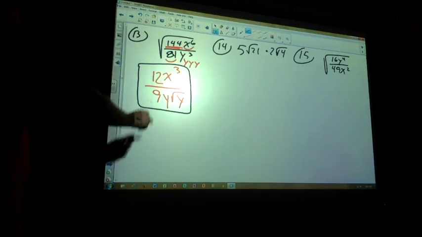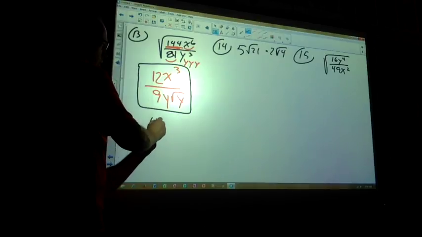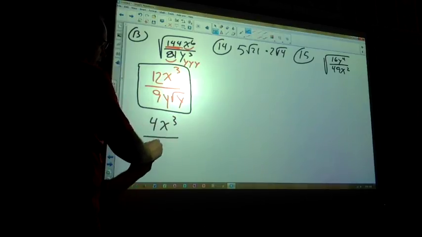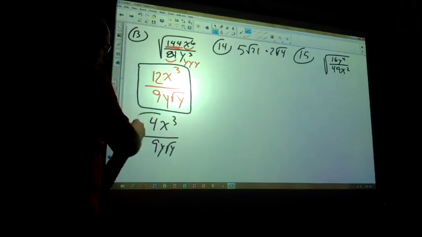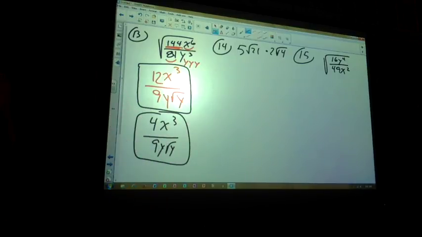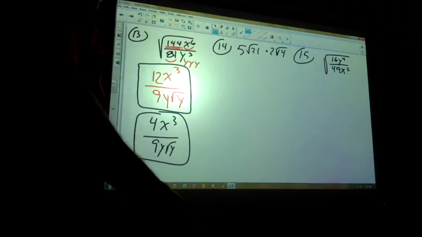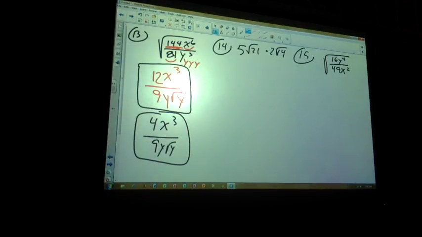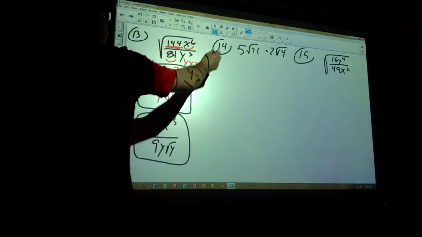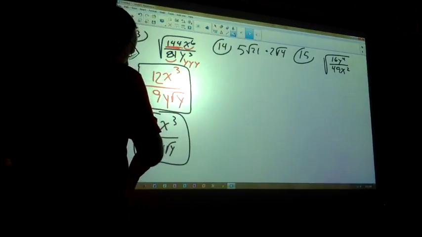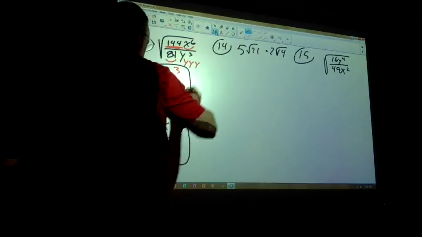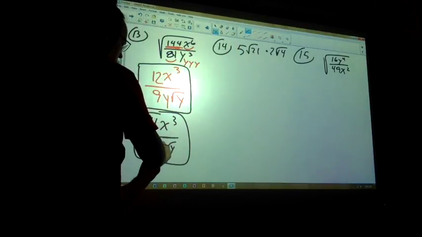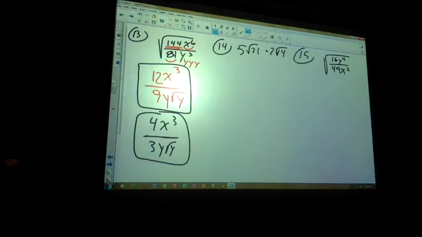Okay. 9 as well, 9, 12. 3 goes into both, so I get 4x to the third over 9y root y. Is this answer done? No. Why not? Because you didn't do the bottom. You can reduce to 9. 4 and 9 don't reduce. You didn't reduce the 9 down to 3 when you reduced 12 down to 4. Yeah, that's what I was saying. Oh yeah, 3. I thought you were trying to mess with us. Is this done now? Yes. I think so.